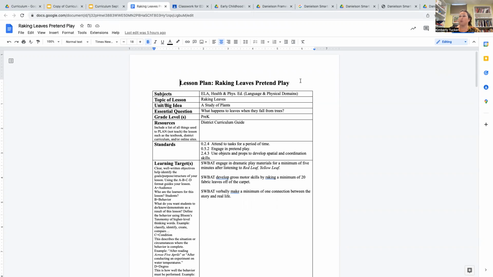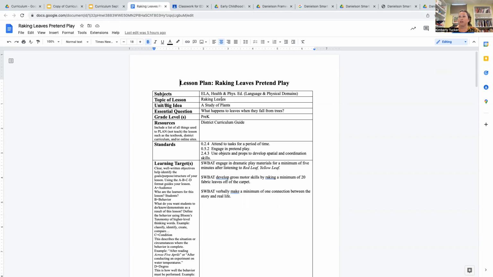So here's the name: Raking Leaves Pretend Play is the name of my lesson. Subjects: we always need more than one because, again, it's interdisciplinary. So I said ELA and health and phys ed. You'll see why in a minute. If I was using the early childhood domains, it would have been the language domain and the physical domain.